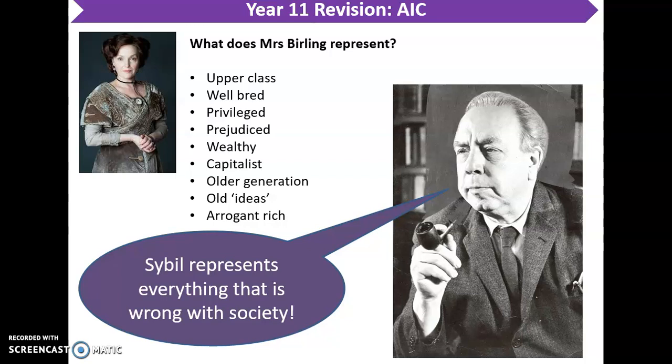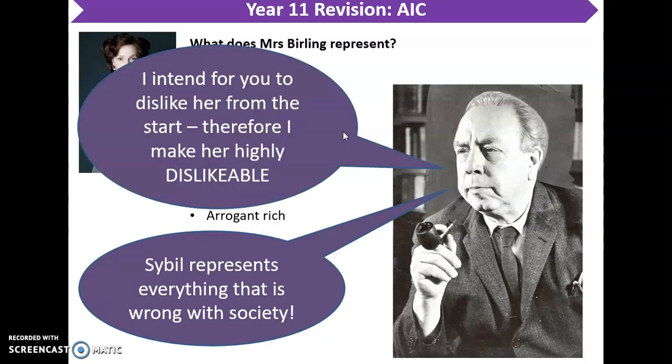And in Priestley's view, Sybil represents everything that was wrong with society. Priestley, as we know, was a socialist. He felt that society was too divided by the class system, that the upper classes held all the wealth and all the power, and for the working classes, things were very unfair. They were discriminated against. There was no equality. So to Priestley, Sybil is abhorrent. She is highly dislikable. She represents all of the things that Priestley himself was against. He felt that they were bad concepts, bad things in society.